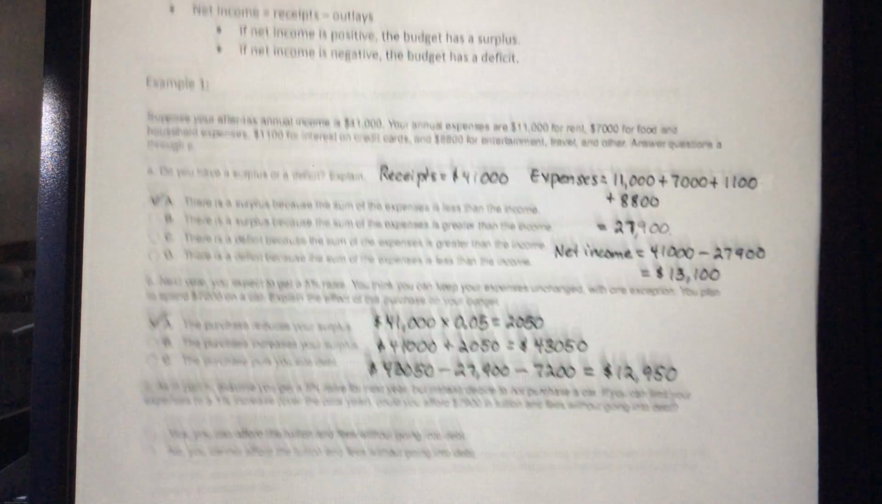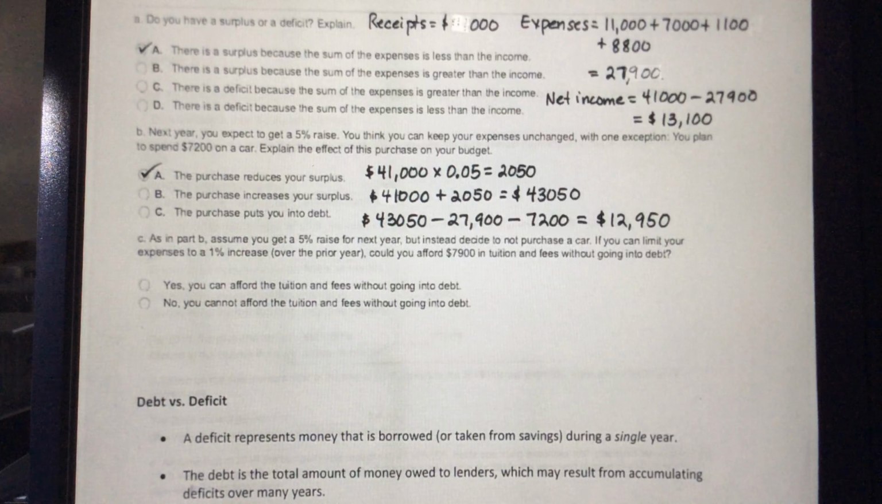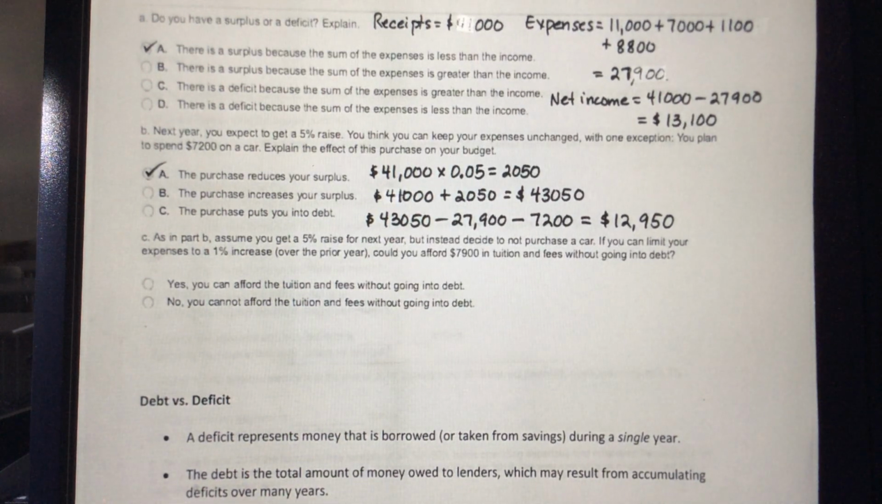Now Part C. As in Part B, assume you get a 5% raise for the next year, but instead decide not to purchase a car. If you can limit your expenses to a 1% increase over the prior year, could you afford $7,900 in tuition and fees without going into debt?